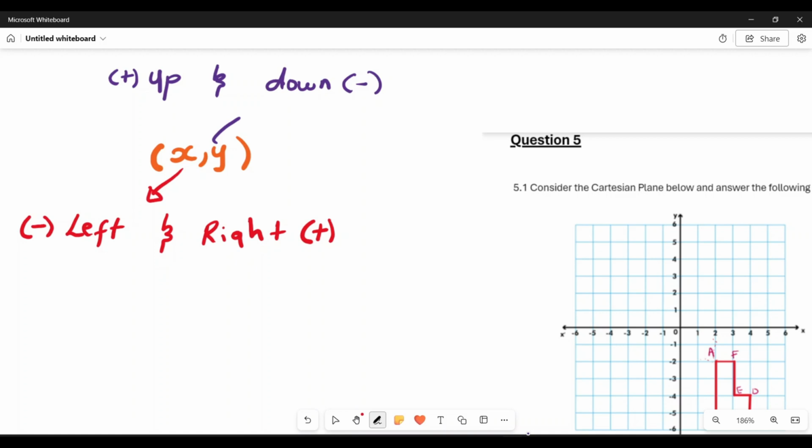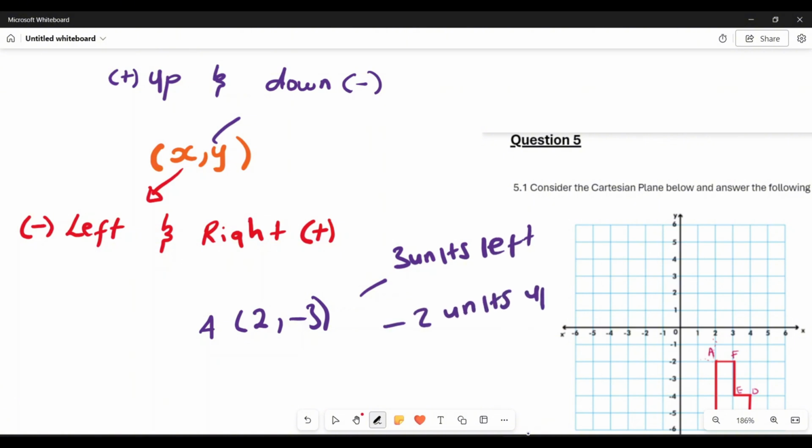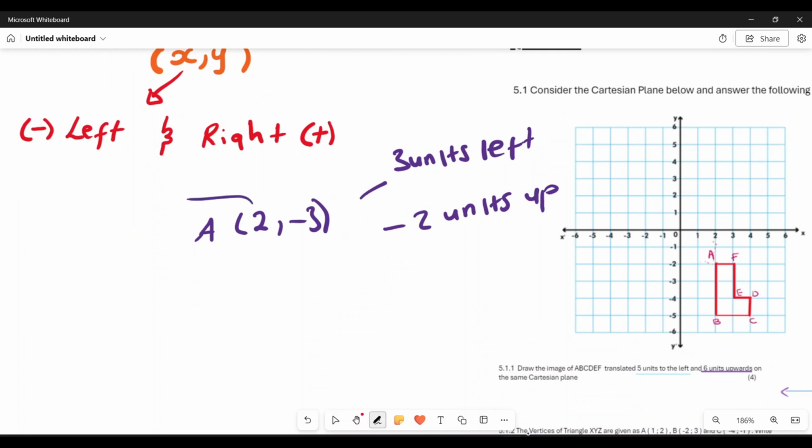Let's say our coordinates for A, right? It's 2 and minus 3. And our graph is shifted 3 units to the left and 2 units up. Now, if it's to the left, it's going to affect your X value. And what do we do on your X value? We subtract. So basically, the new X value will be 2 minus 3, so our new A is going to be minus 1.